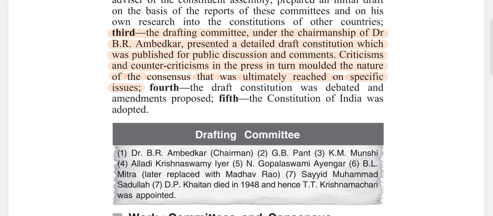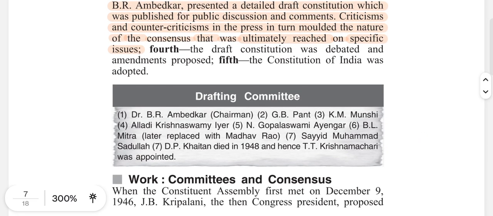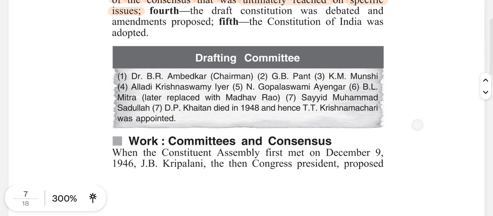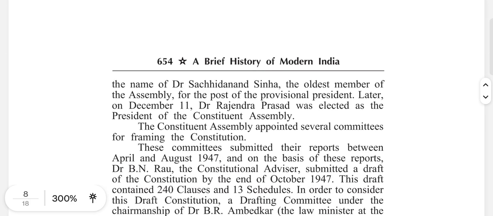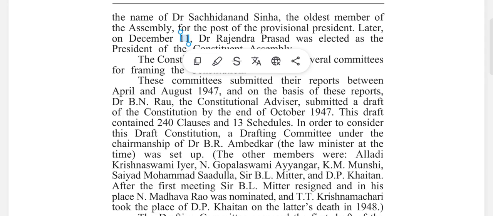Work, committees and consensus. When the Constituent Assembly first met on December 9, 1946, J.B. Kripalani, the then Congress President, proposed the name of Dr. Sachidanand Sinha, the oldest member of the Assembly, for the post of the Provisional President. Later, on December 11, Dr. Rajendra Prasad was elected as the President of the Constituent Assembly.